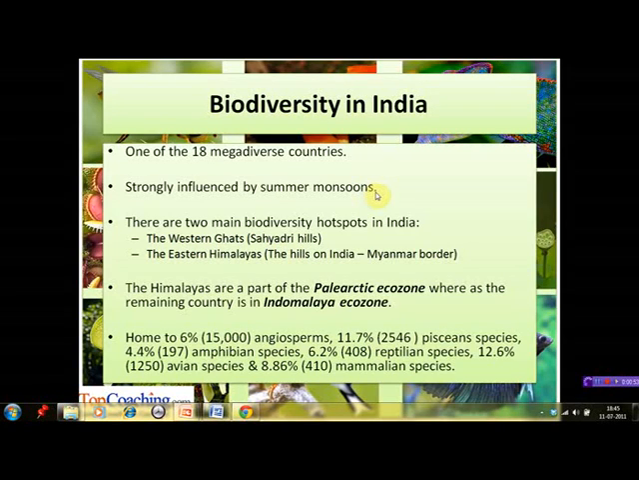Now, there are two main biodiversity hotspots in India. The first one is the Western Ghats, which we also call Sahyadri Hills, and the second is the Eastern Himalayas, which include the hills on the India-Myanmar border. The Himalayas are part of the Palearctic ecozone, whereas most of the remaining country is in the Indo-Malaya ecozone. India is home to about 6% of the total species of angiosperms found in the world, that is about 15,000.